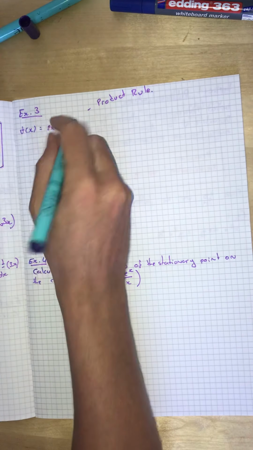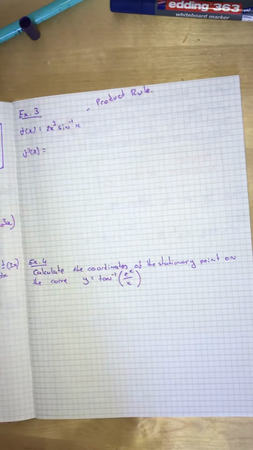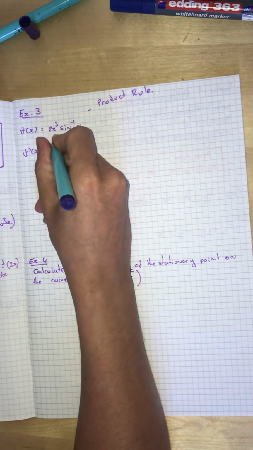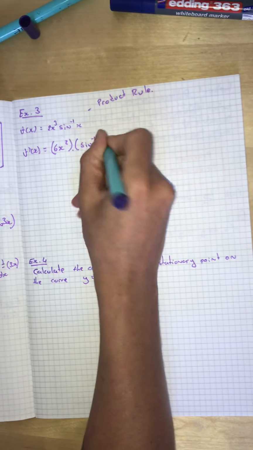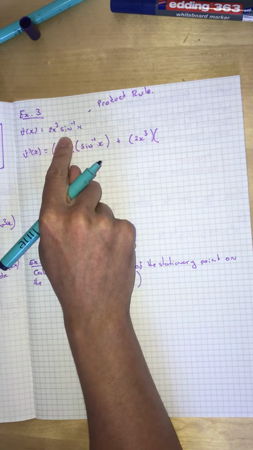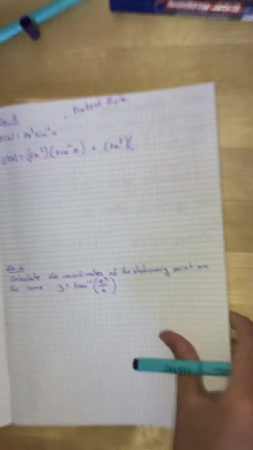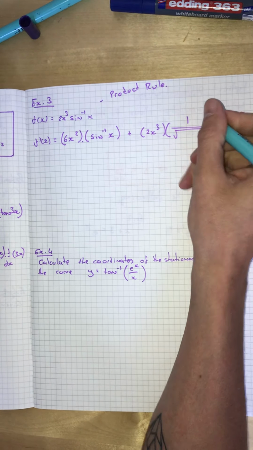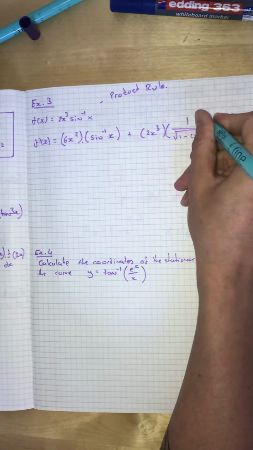So remember that is product rule: differentiate the first, leave the second, add, leave the first, differentiate the second. So differentiate 2x cubed, and we get 6x squared, and then we leave the sine to the negative 1 of x, all adding 2x cubed times the derivative of sine to the negative 1 of x, which we can check will give us 1 over square root of 1 minus x squared.